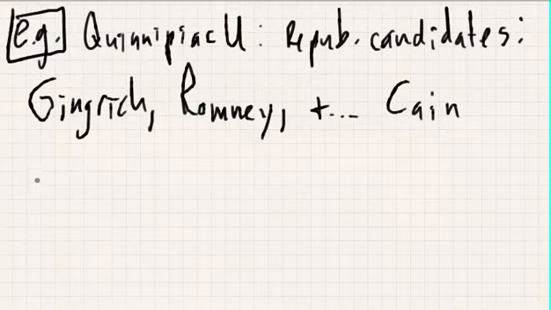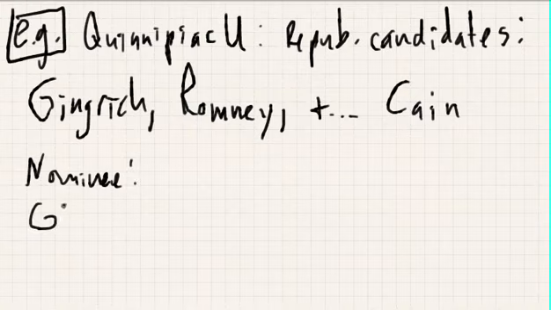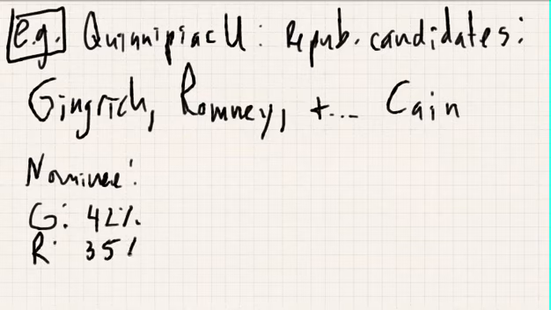So the probability that Gingrich will be the nominee is right now 42%. The probability that it's going to be Romney is 35%, while the probability that it's going to be Cain, assuming that's one of these three guys, is 23%. So this is what the polls say right now. At least, assuming people prefer this right now, this is who they're going to vote for.